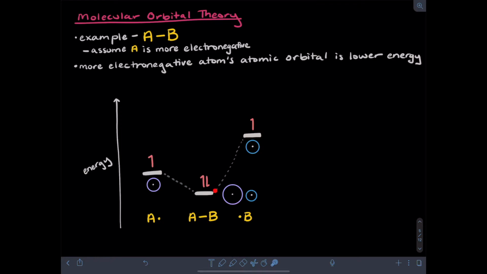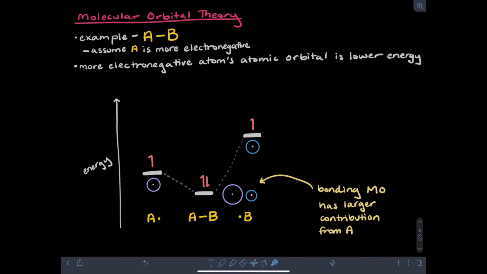Notice that my molecular orbital that I created is closer in energy to the atomic orbital A compared to the atomic orbital for B. When this is the case, you're going to have a larger contribution from the atomic orbital that it's closer in energy to. In this case, because the bonding molecular orbital for AB is closer in energy to A, I'm showing A as having a larger lobe in my molecular orbital compared to B.